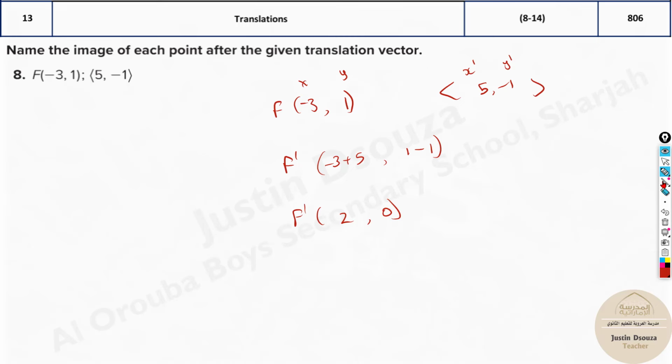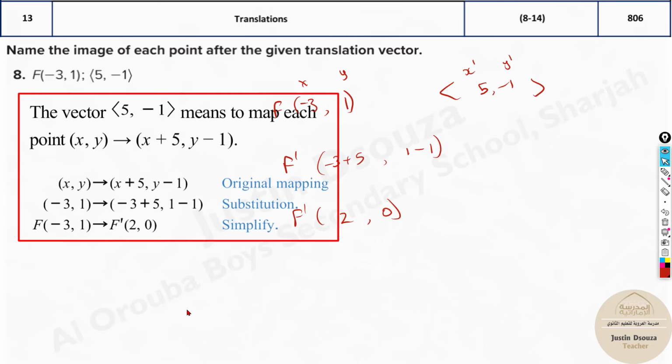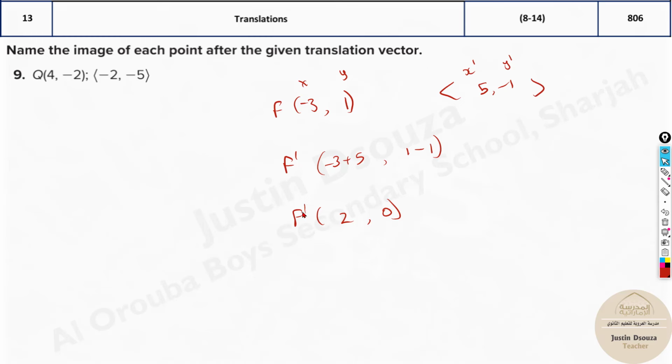That is the answer. Isn't that so easy? You don't need to write all the steps and everything. That's it. But remember, the translated point will be F prime, not just F.